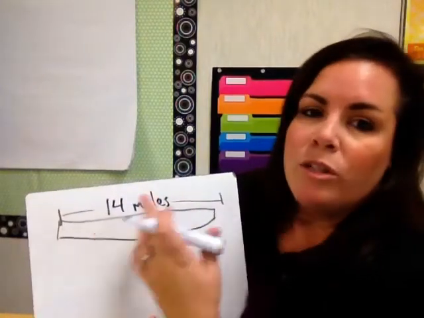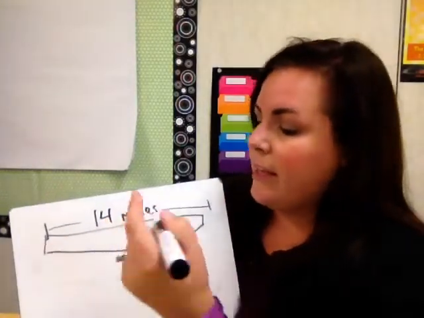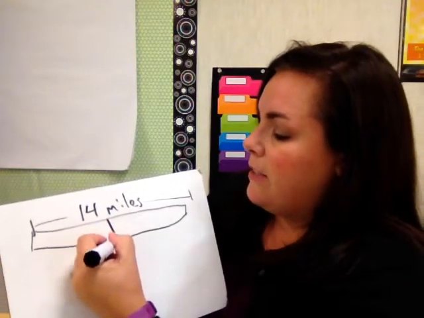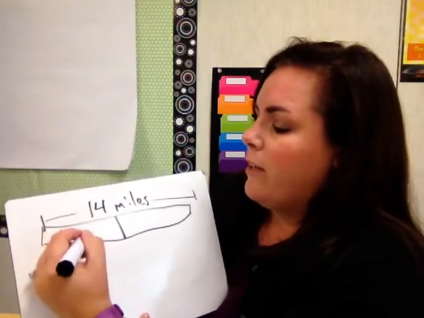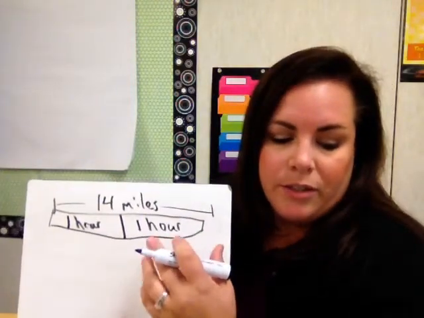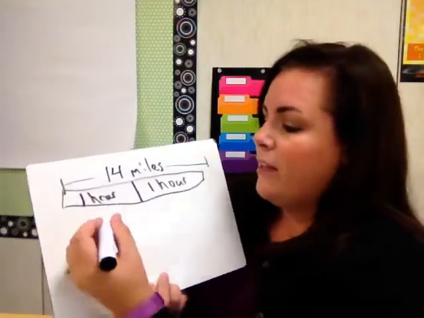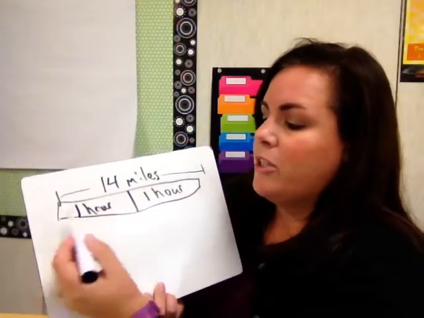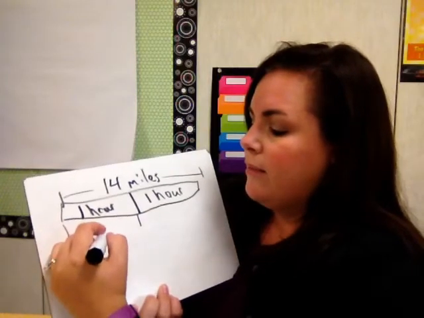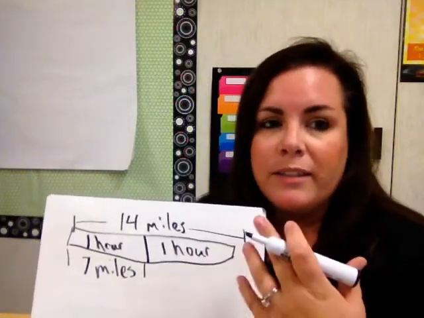Well, we know that this 14 miles is represented by a time of 2 hours. So I can then break my bar into 2 equal parts by drawing a line down the center. So this represents 1 hour, and this represents 1 hour. So then, now that we know that, we can then divide our 14 up here by 2, right, which is represented here. So each hour represents how many miles? 7. Okay, so they skated 7 miles in 1 hour.